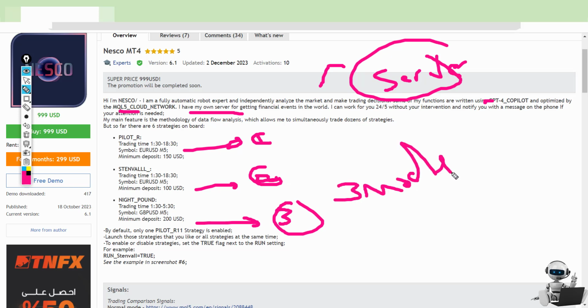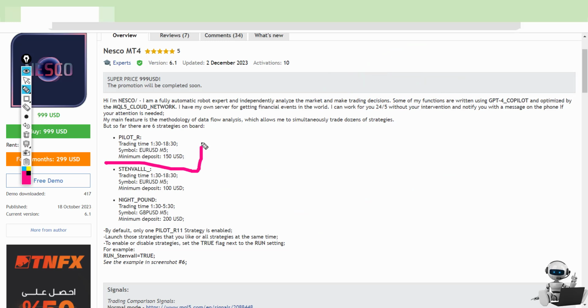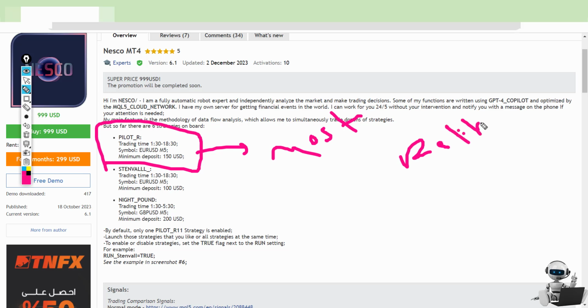And what that means, for example, if you are in a game, you have 3 modes to kill a zombie or to run to counter your enemy. It's like that, it's a mode. So same for trading, we have 3 modes. Pilot only works on Euro USD, with minimum deposit, trading time, and then we have all of these specifications. So I think Pilot might be the most reliable EA function or mode.